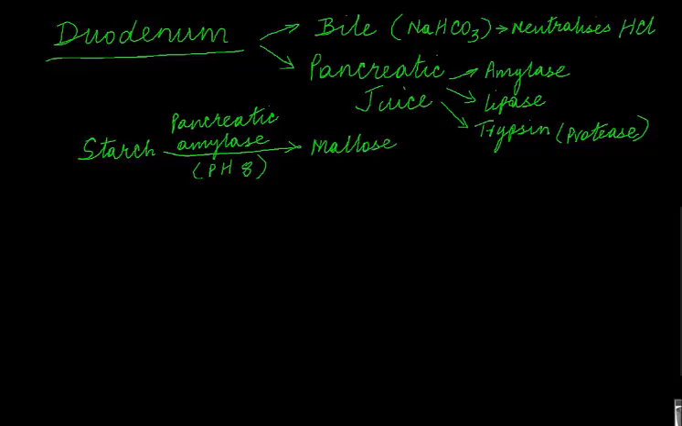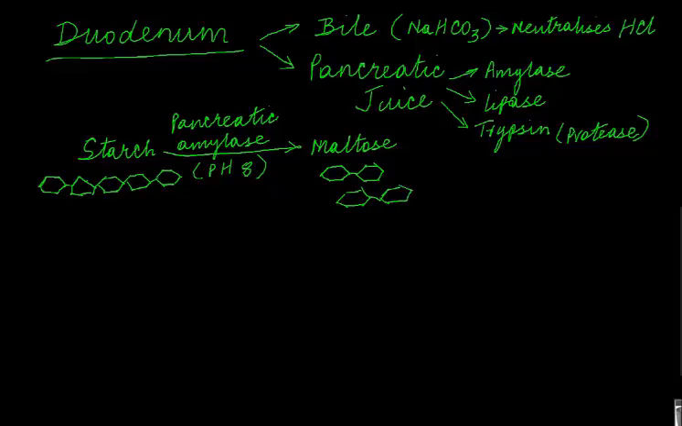Now, just for your information, starch is a chain of glucose. Glucose has this hexagonal shape, and many glucose molecules are joined together to form starch. Is it clear? Now, when the starch is broken down into maltose, maltose is a pair of glucose molecules. So the starch will be broken down into pairs of glucose molecules, which we refer to as maltose.